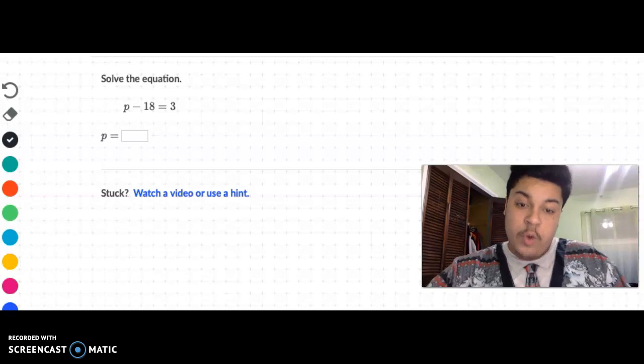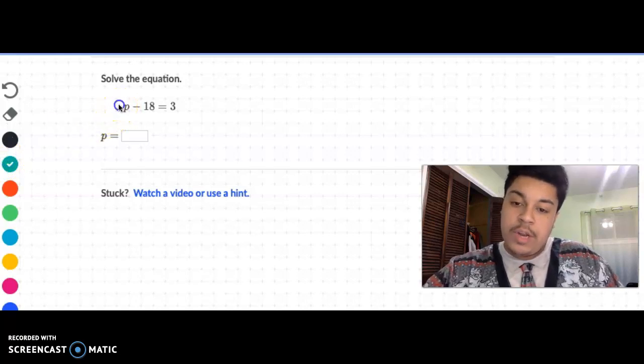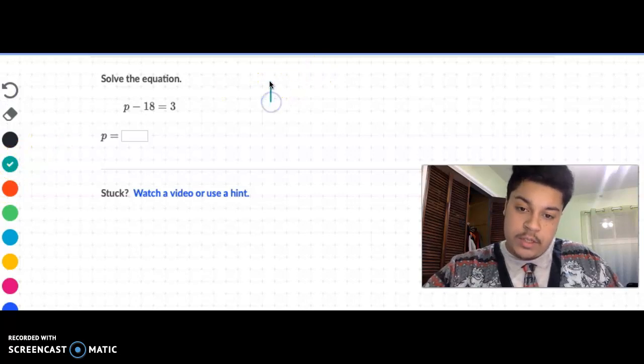It's going to be called equations and expressions. So in this unit, we're basically solving for a letter. So the letter here is P. It could be X, it could be Y, it could be Z, whatever letter it is, that's what we're going to solve for. So let's go ahead and rewrite this equation. P minus 18 is equal to 3.